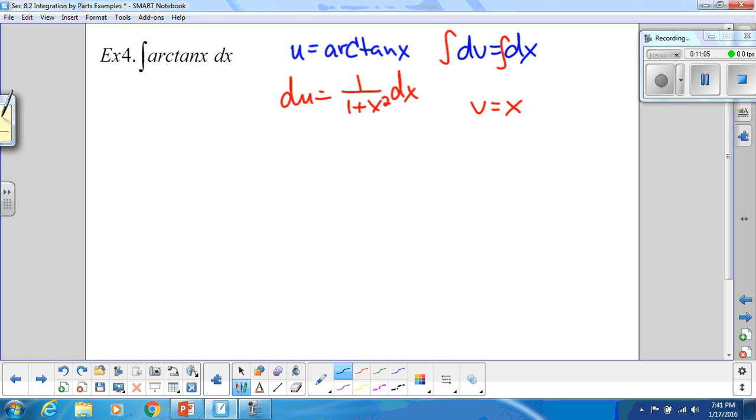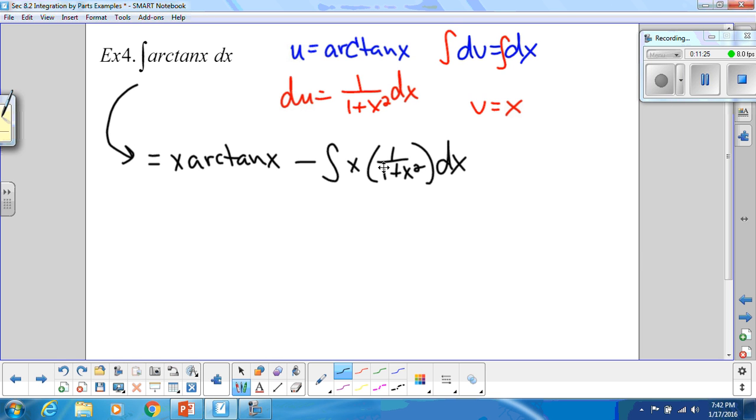Okay, so not too bad, right? If we follow our formula, this is going to be u times v, so that's x arctan of x, minus the integral of v du, so that's x times 1 over 1 plus x squared dx. So now we have a more interesting integral.